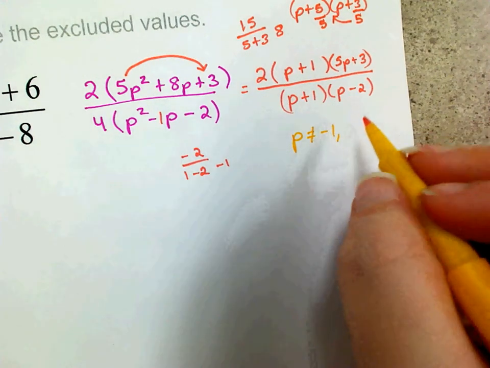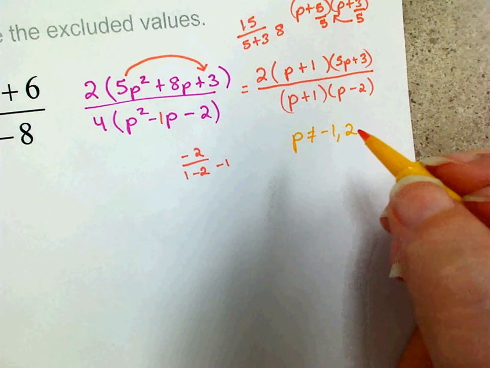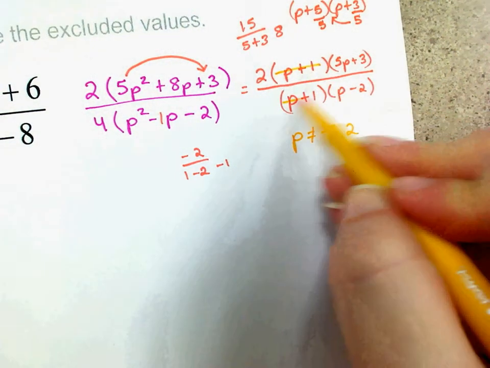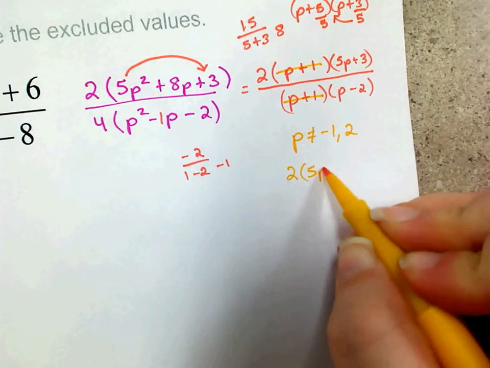Okay? The only other thing is simplifying, and I noticed that they both have a p plus 1, and nothing else simplifies. So 2 times 5p plus 3 divided by p minus 2.